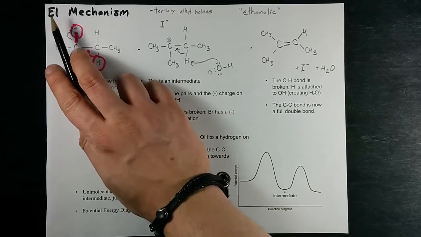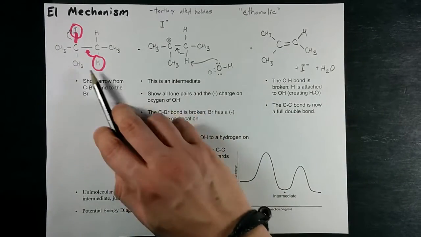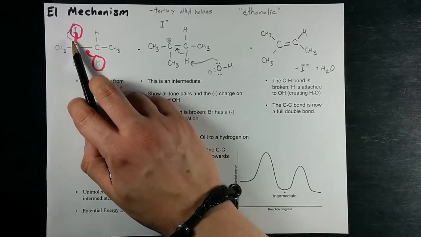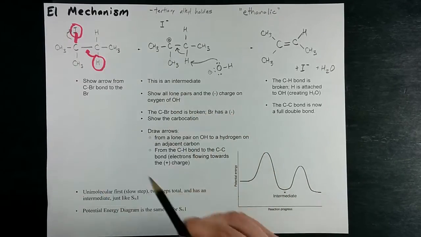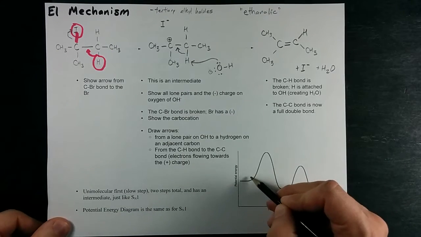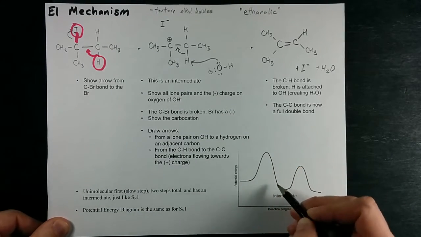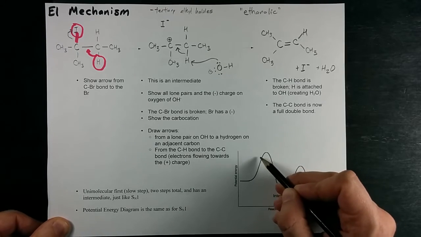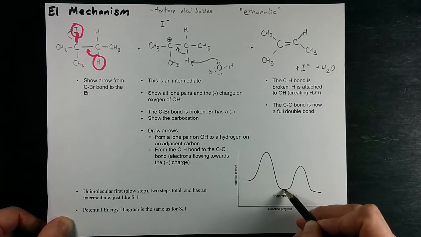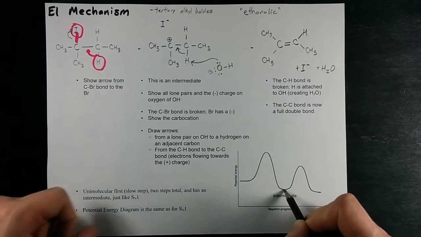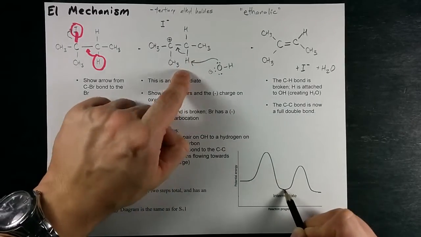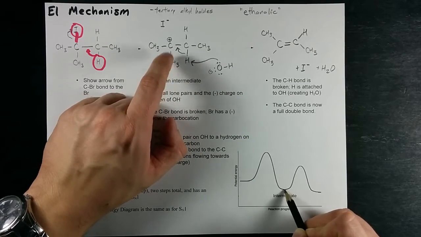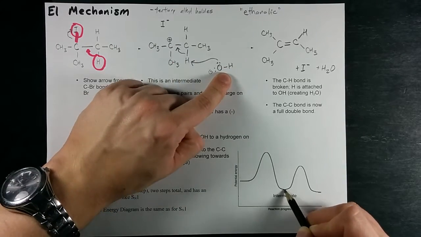In an E1 mechanism, you have a unimolecular decomposition as your first step. The I is simply falling off. In fact, that is the slowest step of the mechanism and is the reason we have this first highest hump in the potential energy curve. By the time you get to this trough, you're at the intermediate. It's stable because tertiary carbocations are stable and ripe for attack by a nucleophile.